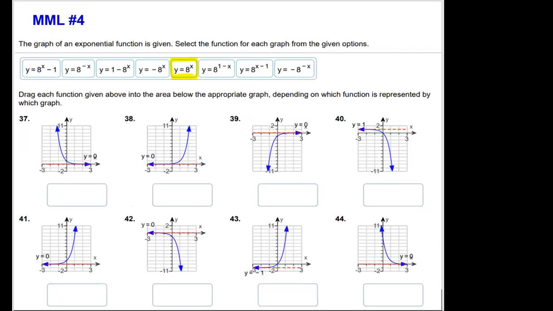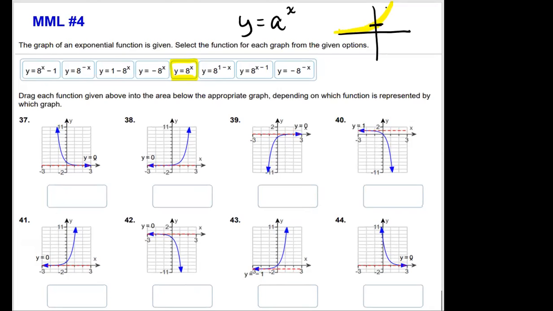We had covered exponential graphs, which were in the form of y equals a to the x. And those graphs always go through 0, 1. So the graph runs along the x-axis, goes through 0, 1, and then shoots up. It's an exponential graph, and the base can be any number. It happens to be an 8 on this one. So basically, I'm looking for that graph right there, and that one will be number 41, which is right here.